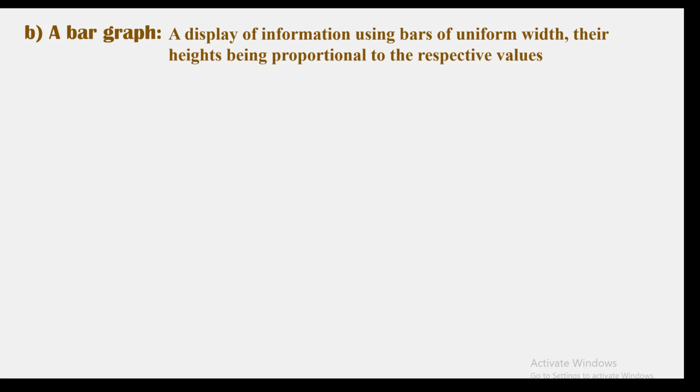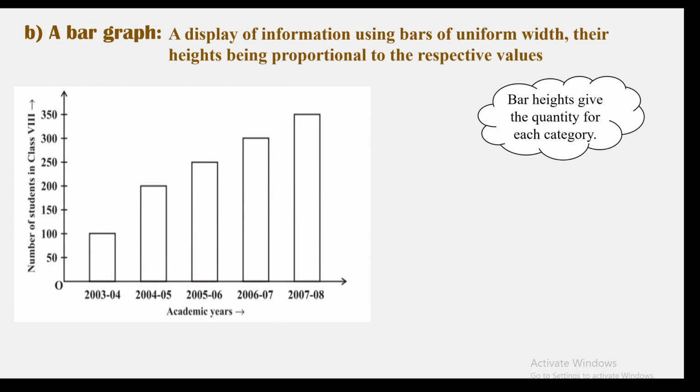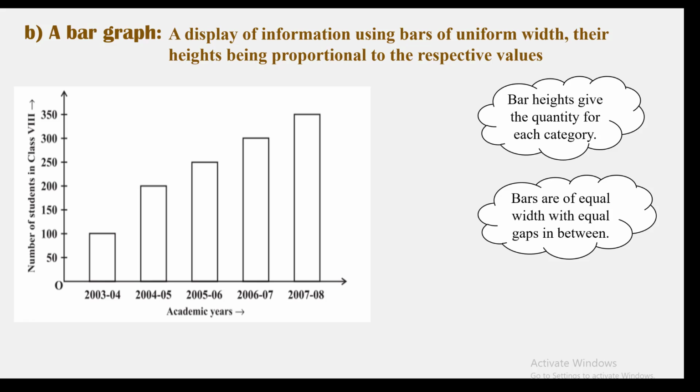B. A bar graph. A display of information using bars of uniform width, their height being proportional to the respective value. Bar height gives the quantity for each category. Bars are of equal width with equal gap in between.